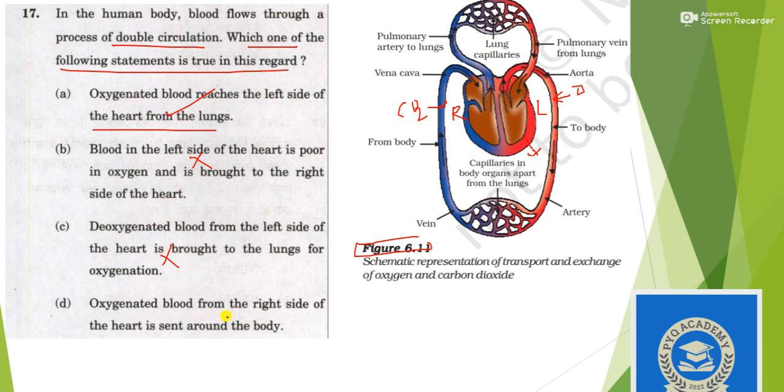Oxygenated blood from the right side of the heart is sent around the body. From the right side, no. The right side of the heart collects blood from all parts of the body and the left side distributes oxygenated blood to all parts of the body. So this is also wrong. So our answer is option A.